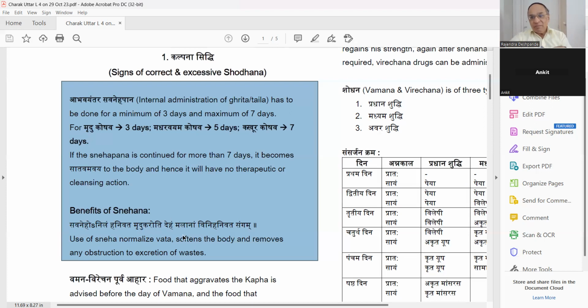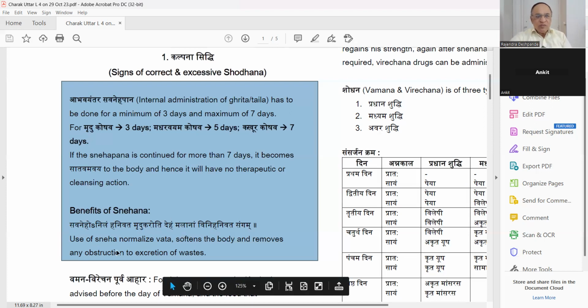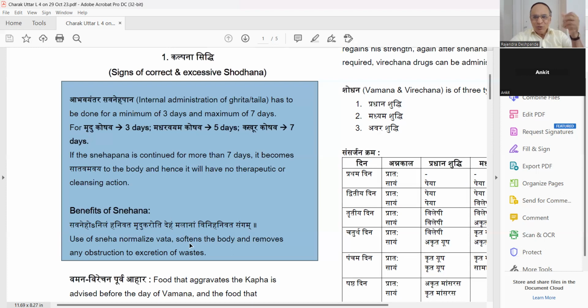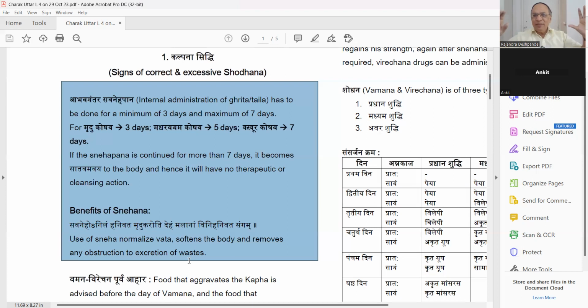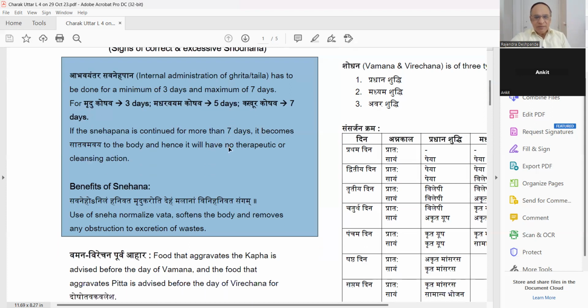Mrudu karoti deham: softness will be there. Malanam vinihanti. Use of Sneha normalizes and balances the Vata, softens the body, and removes any obstruction to the excretion of waste. All the channels, the Srotasas, will be clean. Smoothness will be there. Okay, let us go further.